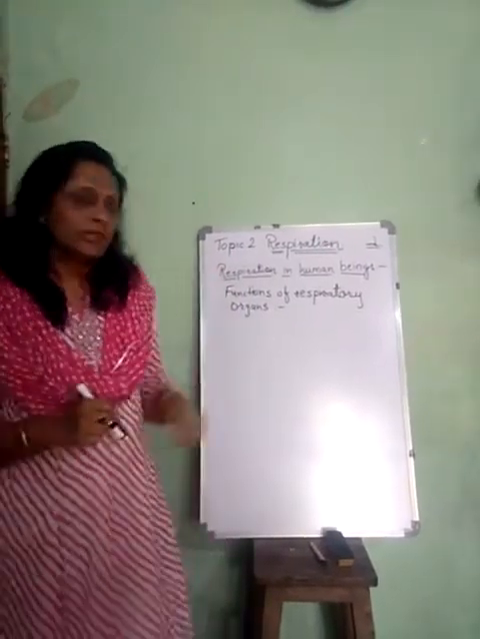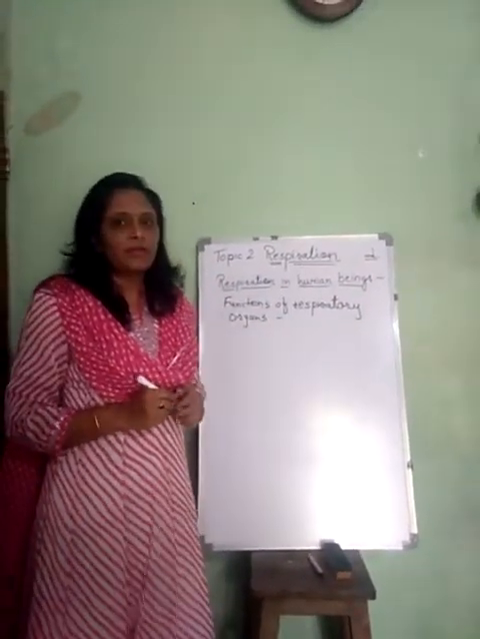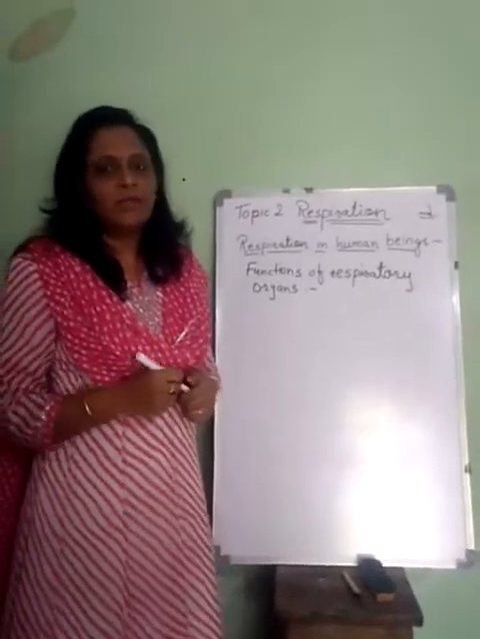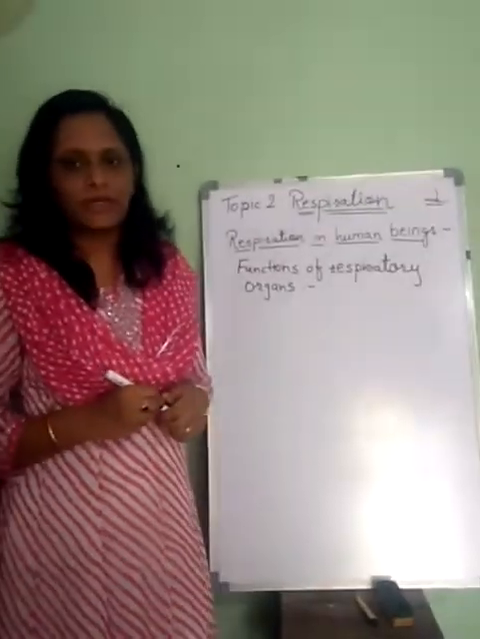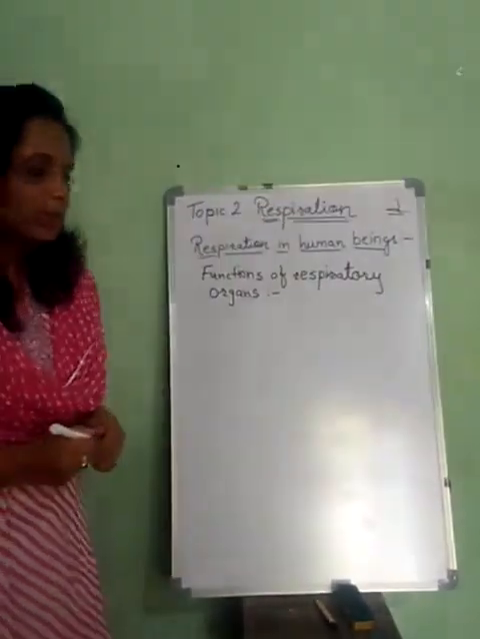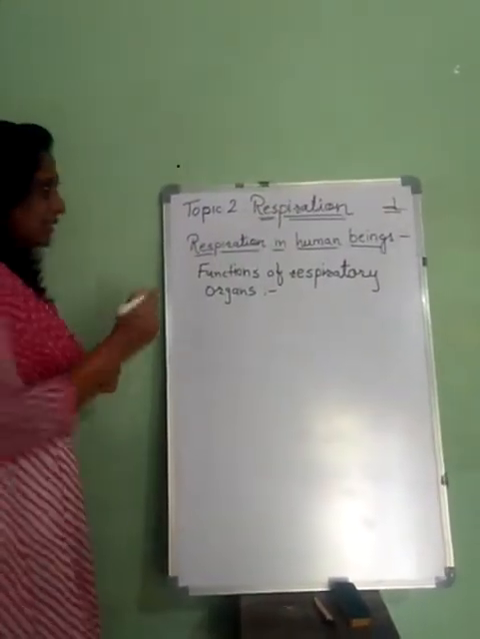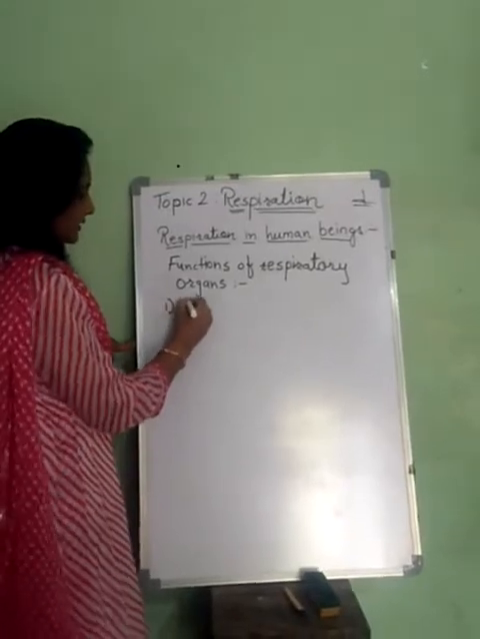Today we are going to see the functions of the human respiratory organs. Yesterday we have seen in the diagram there are different organs involved in the human respiratory system. So one by one we are going to discuss their functions. First we will see the nostrils.